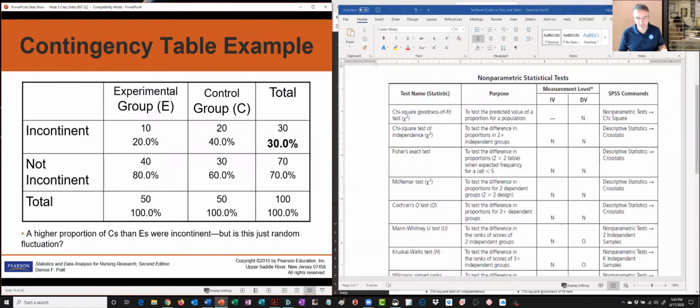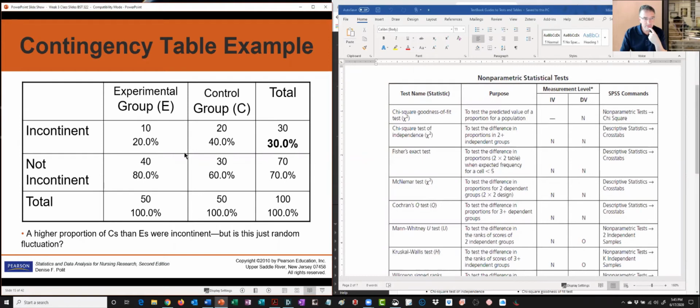So let's take a simple example from chapter 8. Here we have an experimental and a control group. Those groups are typically the independent variable. And then this is our outcome, continence: incontinent, not incontinent. So we want to end up in this area. We don't want to be incontinent.